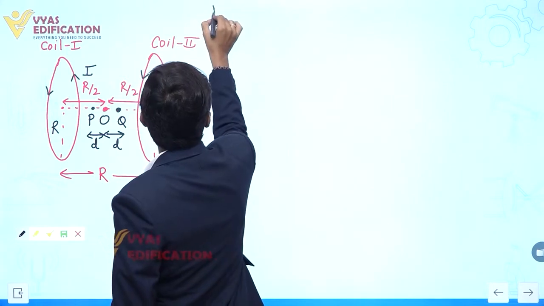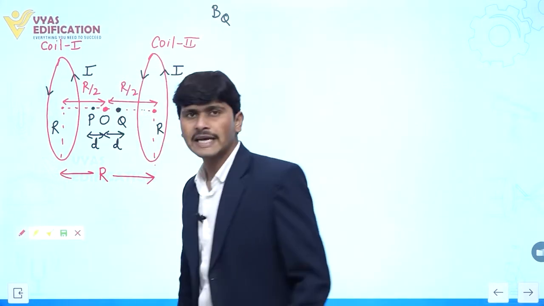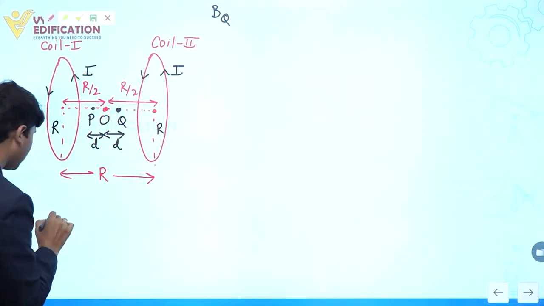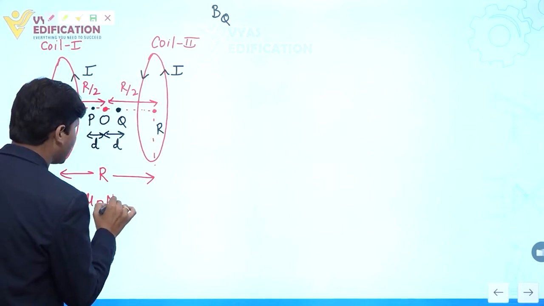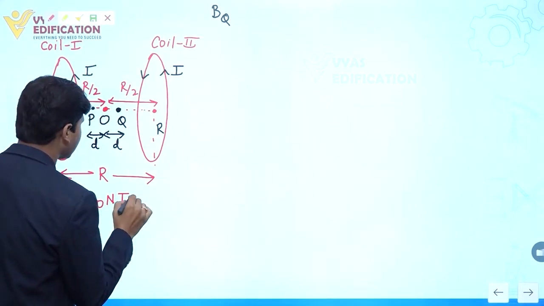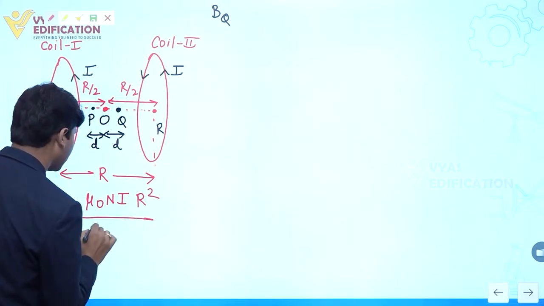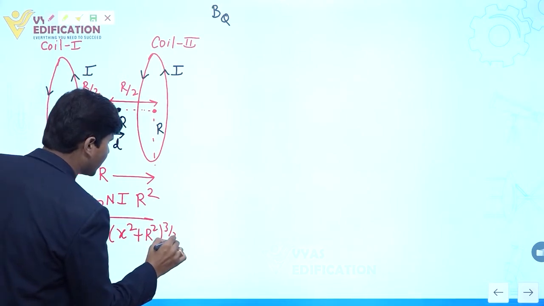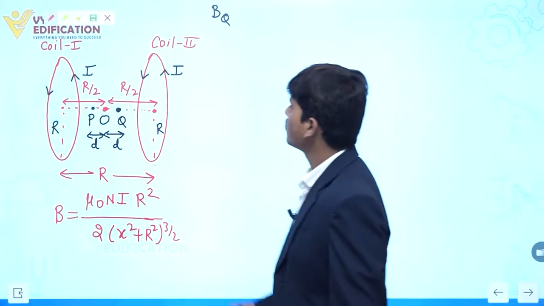So I can write the value of magnetic field at Q. First we are writing a formula. The formula to find magnetic field at the axis of a coil is given by mu naught N i r square divided by twice of (x square plus r square) power 3 by 2. This is the formula. Now I am writing this formula for point Q.